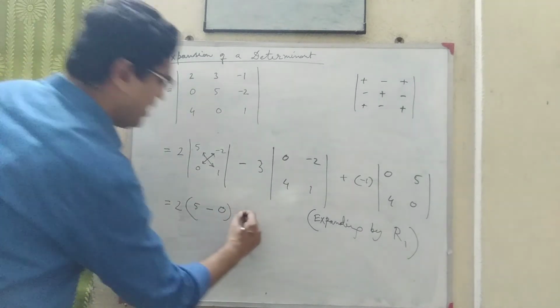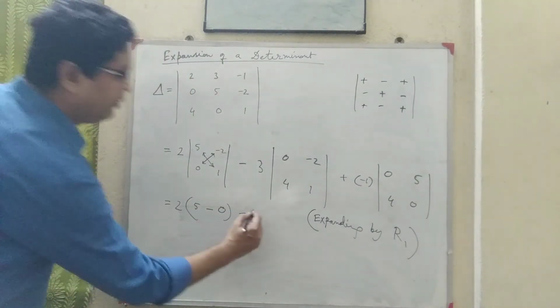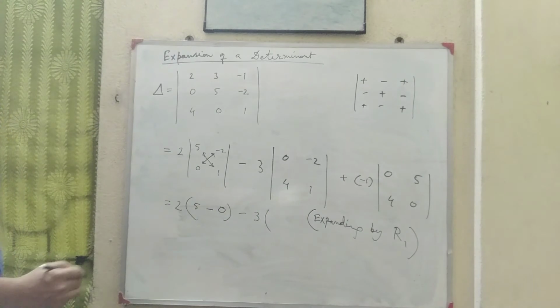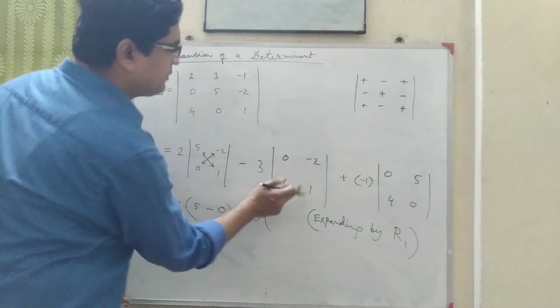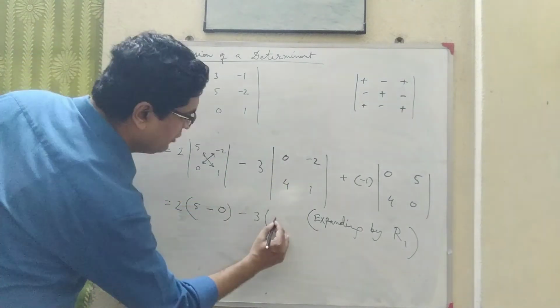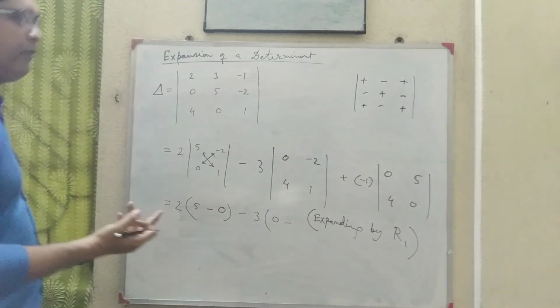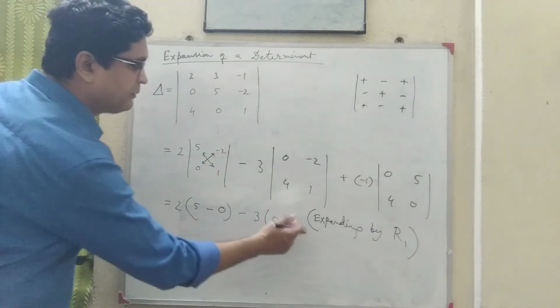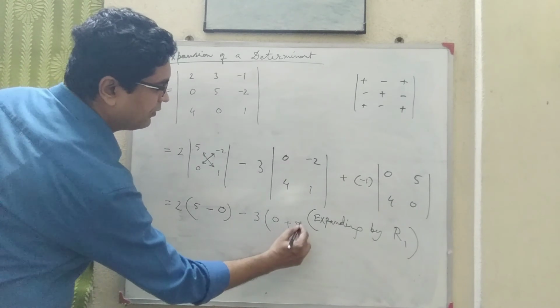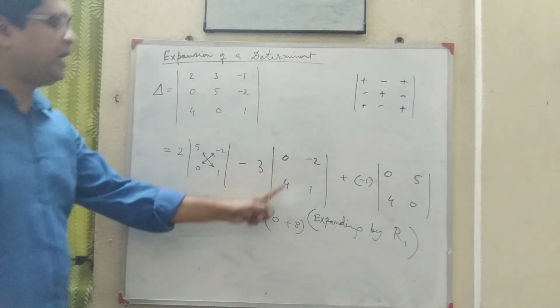Next, minus 3 into... cross multiply here also, 0 into 1 will be 0. Next, minus 4 into minus 2 will be minus 8, but minus 8 means it will be plus 8. Remember the sign.